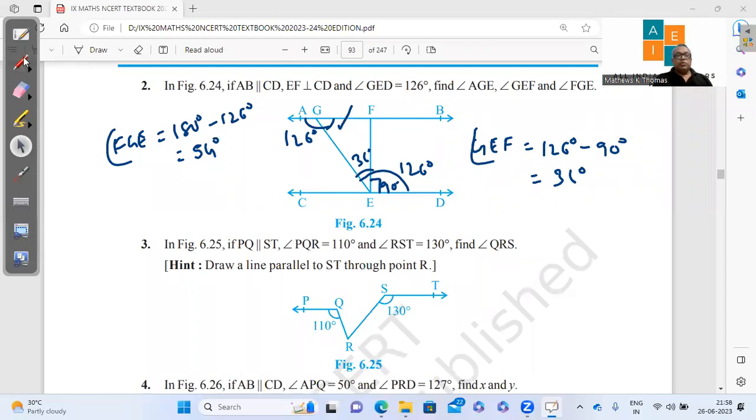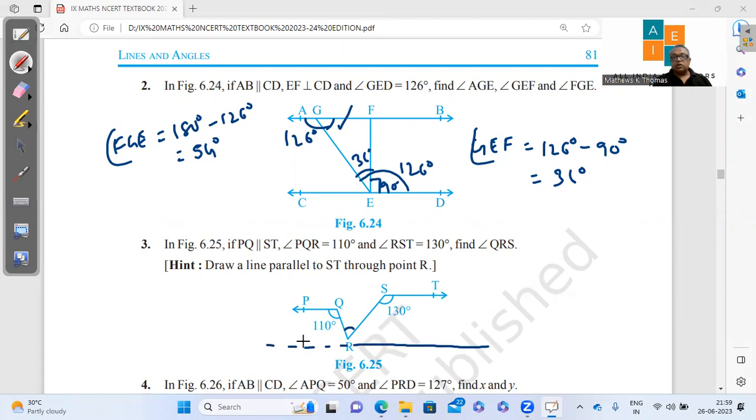Now we go to question number 3, that is PQ and ST are parallel lines. Angle PQR is given as 110. This is 130. The question is find out angle QRS. So here we can draw the construction: draw a line parallel to ST passing through R. So hint is given in the exam. Obviously, this hint may not be given.